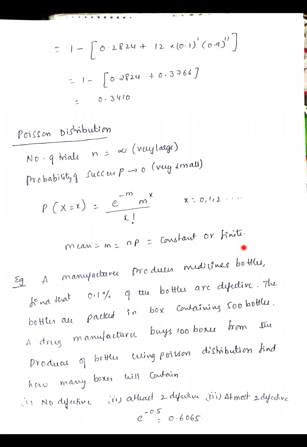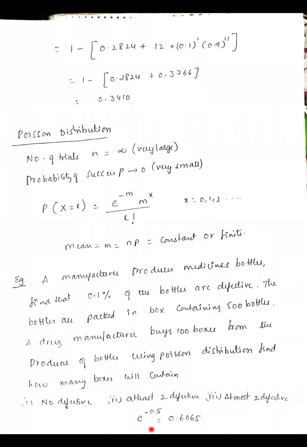A manufacturer produces medicine bottles and finds that 0.1% of the bottles are defective. The success is very less, that is 0.1% of the bottles are defective. The bottles are packed in boxes containing 500 bottles. A drug manufacturer buys 100 boxes from the producer of bottles. Using Poisson distribution, find how many boxes will contain no defective, at least 2 defective, and at most 2 defective.